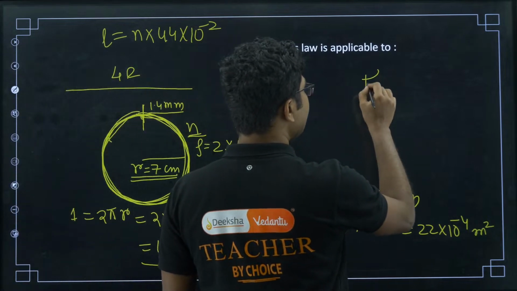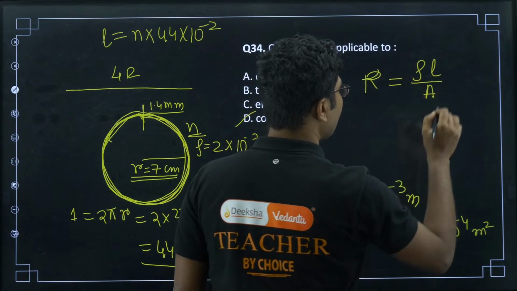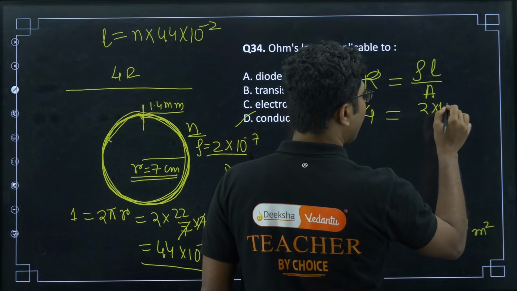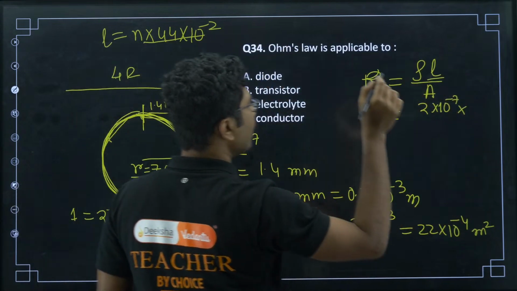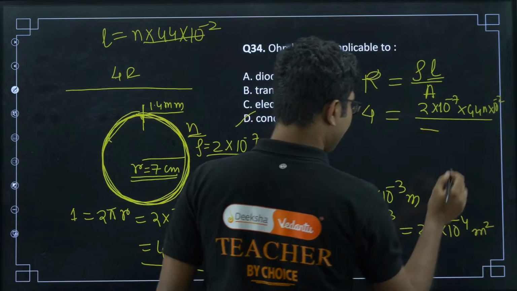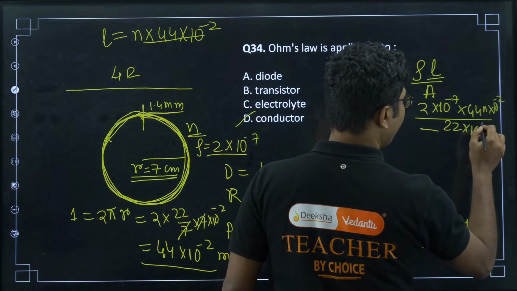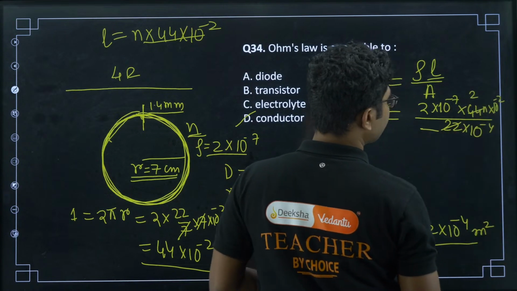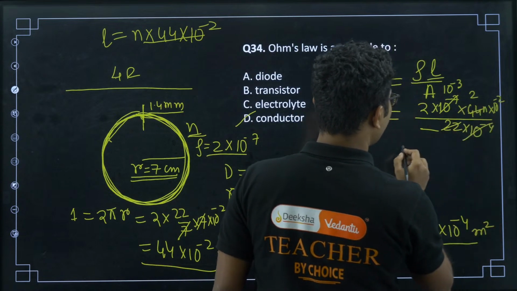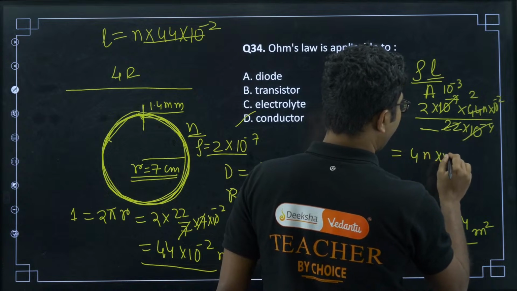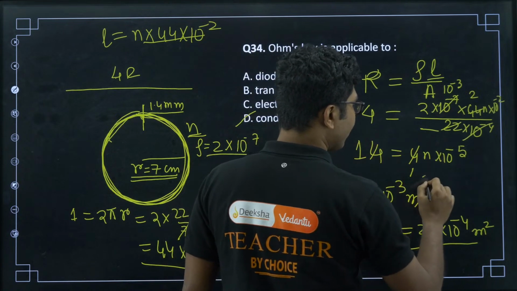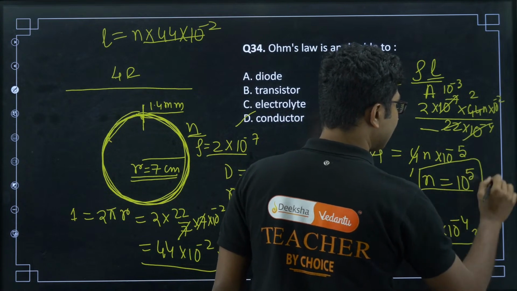Now, we know that resistance is rho L by A. Resistance is given, 4 ohm. Rho is 2 into 10 to the power of minus 7, L is 44 n into 10 to the power of minus 2, and the area we have already calculated, that is 22 into 10 to the power of minus 4. You cancel it, and this will be 10 to the power of minus 3. So, 4 n into 10 to the power of minus 5 equals 4, right. 4 cancels, you have only 1. So, n is basically 10 to the power of 5. The number of turns is 10 to the power of 5.